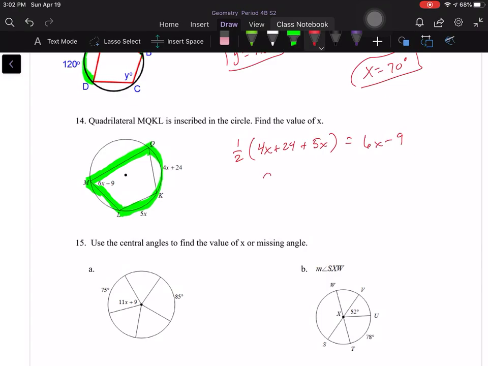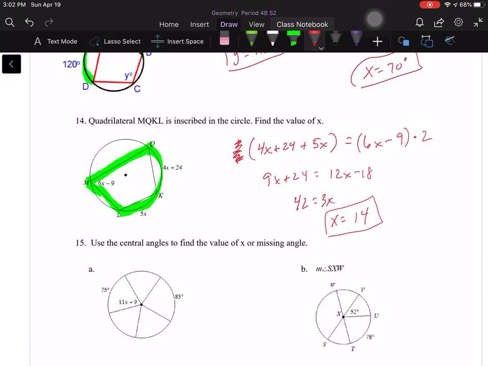Now, if I'm doing this problem personally, I'm just going to take 9x plus 24 and set it equal to 12x minus 18. I'm not going to take the half. I'm going to double because I like multiplying by 2 better than dividing by 2. So now I have my problem. Add 18, subtract 9. So that's going to be 42 equals 3x. So then x equals 14. And that's what we're trying to find, the value of x.